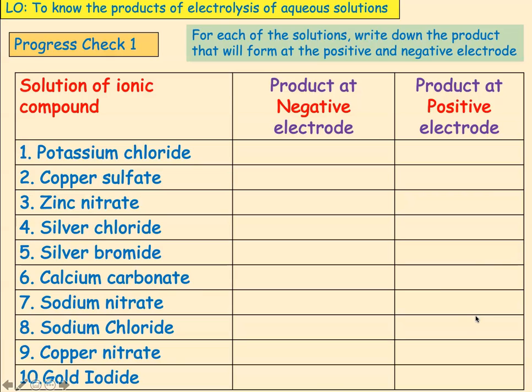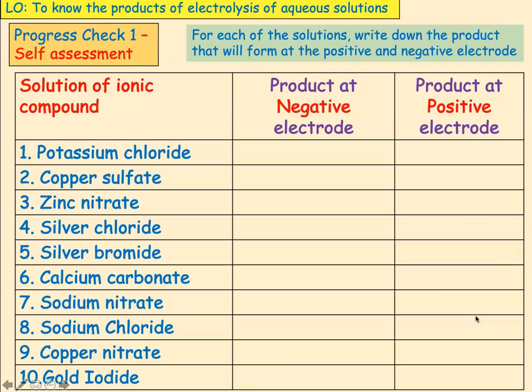So for each of the solutions, write down the product. So potassium chloride, potassium is more reactive than hydrogen, so we're going to make hydrogen. We've got a halide ion present, so we're going to make chlorine. Copper sulfate, we're going to make copper, because copper is less reactive than hydrogen. And we're going to make oxygen.